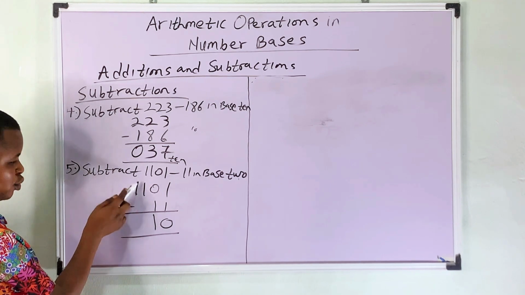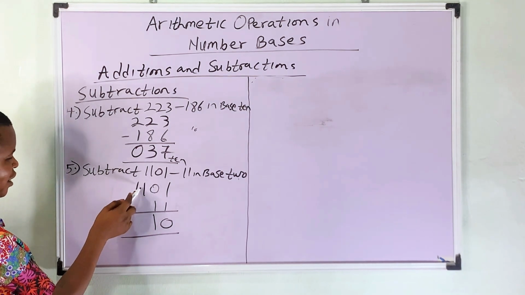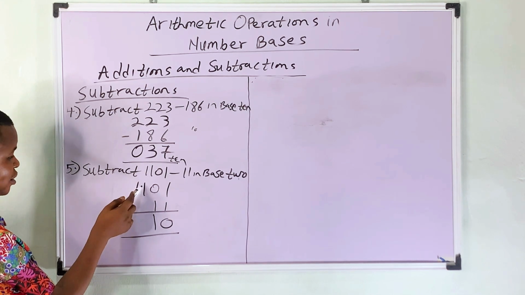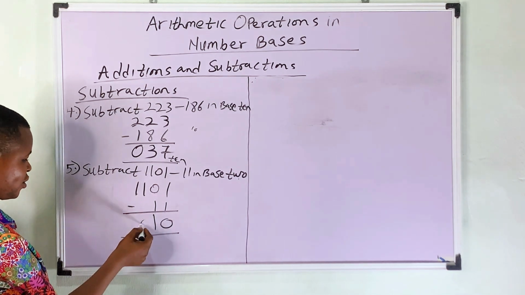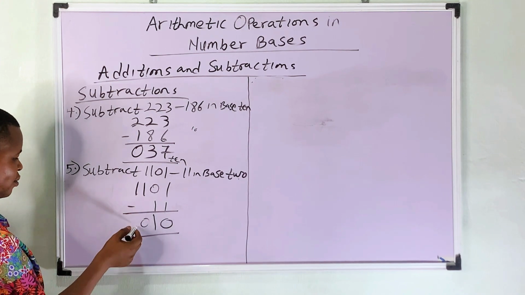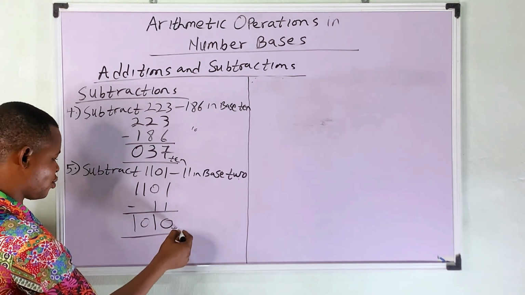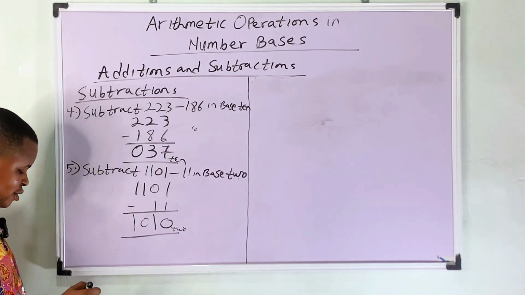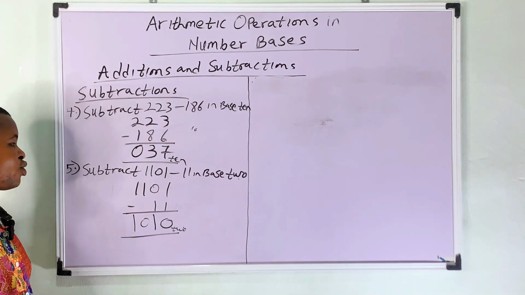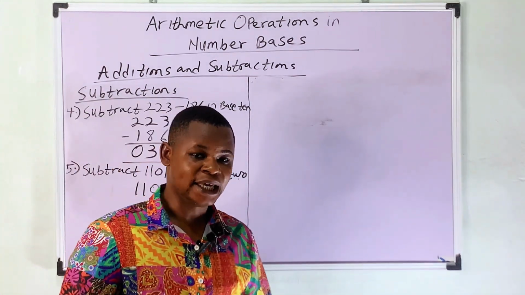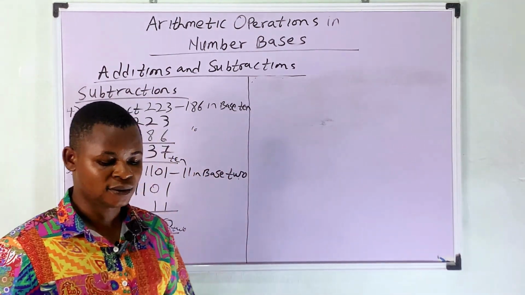Don't forget we've used this 1. Then we are left with 0 here. 0 plus 0 minus 0 will give us 0. 1 minus 0, that's 1 in base 2. That means 1101 minus 11 in base 2 will give us 1010 in base 2.